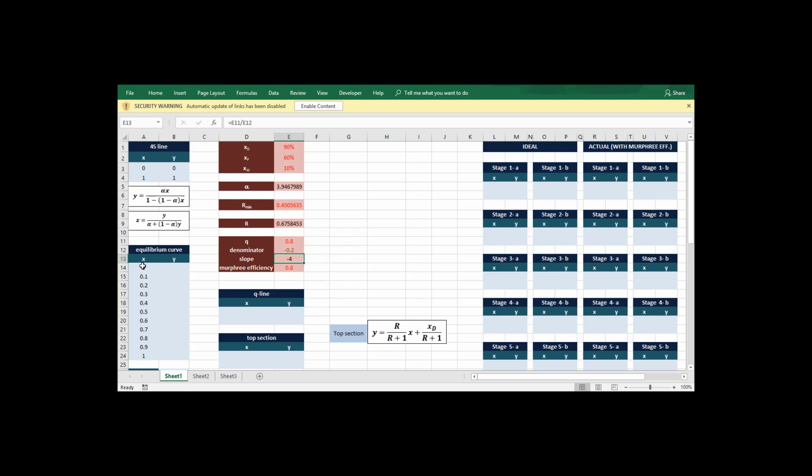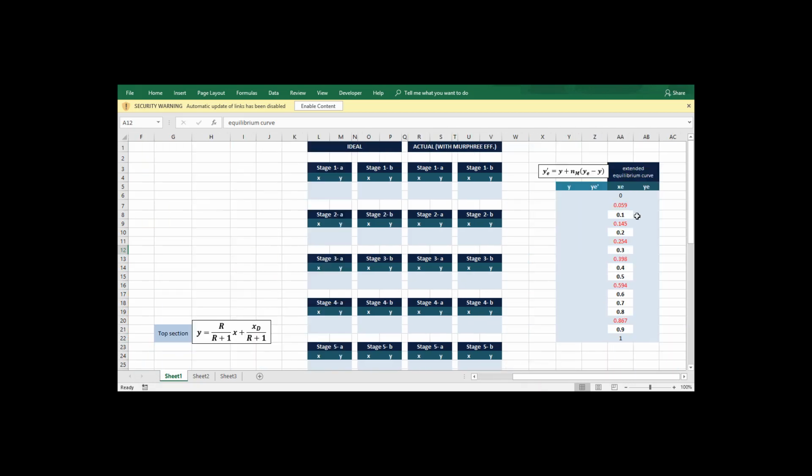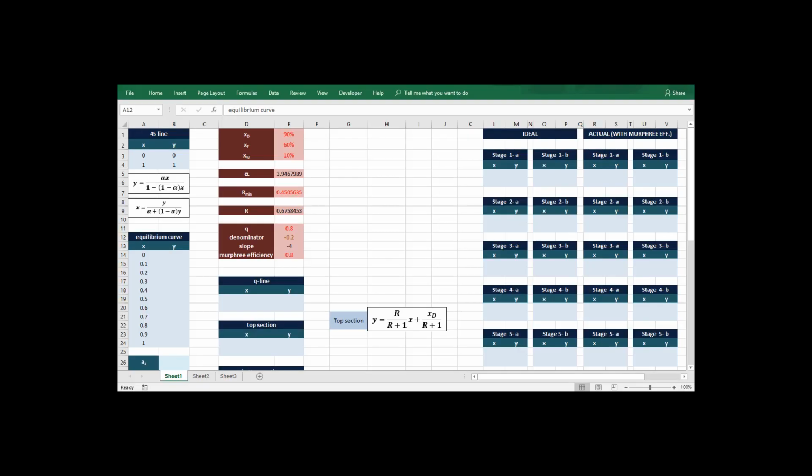I already input the values of X for the equilibrium curve. Same goes for the extended equilibrium. I just added some actual values in the extended one, and you can notice them because they are written in the red column. First, I will plot the 45 degree line, which will be the basis of our graph. It will start from point 0 to point 1.